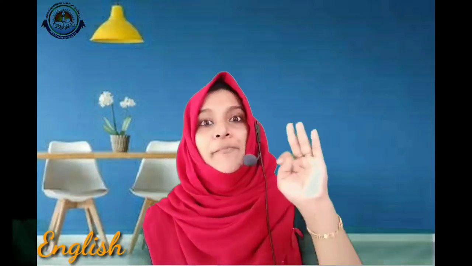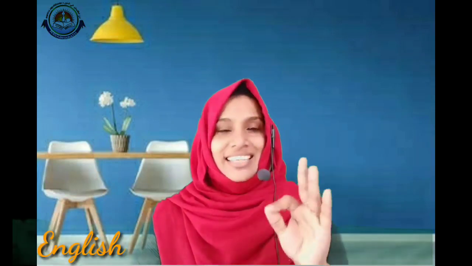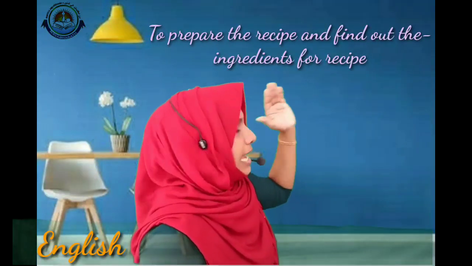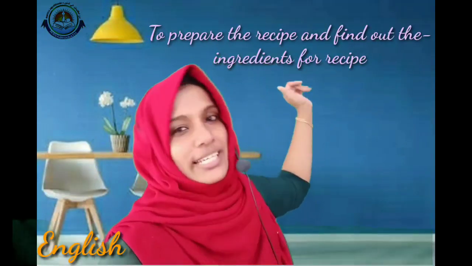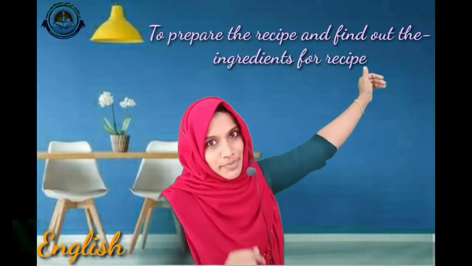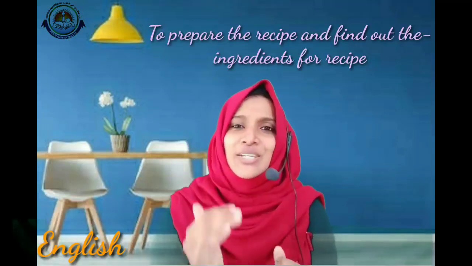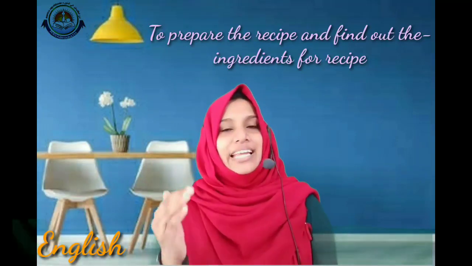So which are the things we need to make this recipe? Maggi, water, and Maggi masala. These are the three things we need to make this recipe. So what is our today's aim? It is to prepare the recipe and to find out the ingredients for the recipe. So today we'll find out the features of a recipe, including its ingredients and steps.